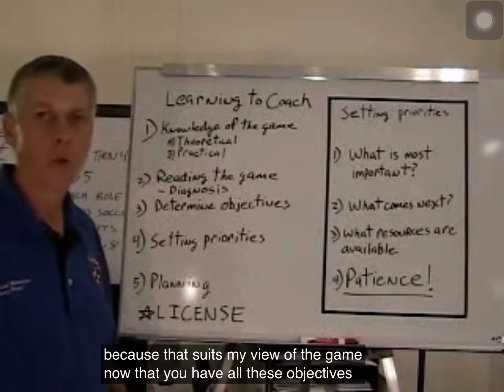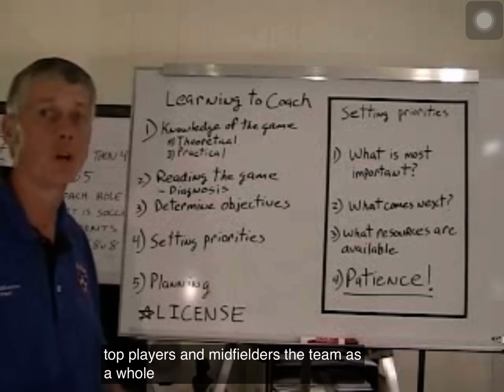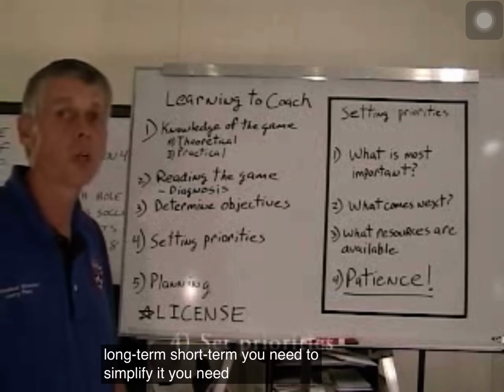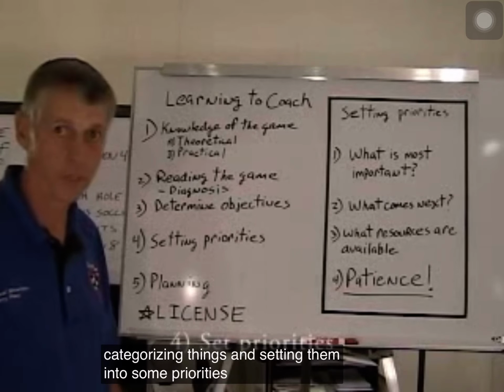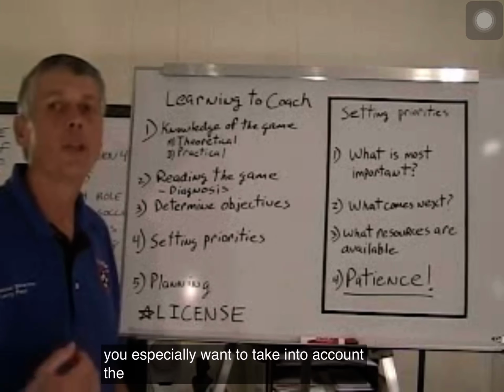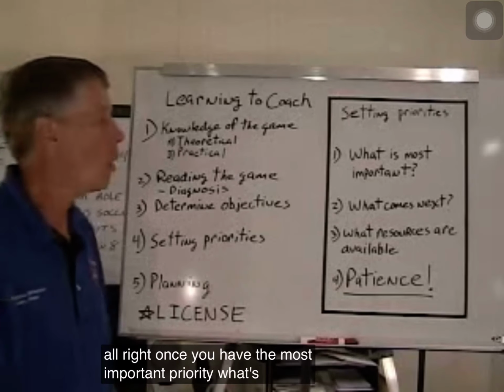Now that you have all these objectives worked out about all the things that you want to get done, when your team's in possession, when they're not in possession, what the backs have to do, the top players, midfielders, the team as a whole, your star striker, your worst player, all of these different things, long-term, short-term, you need to simplify it. You need to start categorizing things and setting them into some priorities. What is the most important thing you need to achieve? And you especially want to take into account the amount of resources that you're going to have long-term and short-term. Right? Once you have the most important priority, what's going to come next?